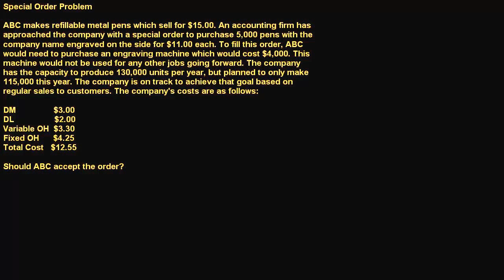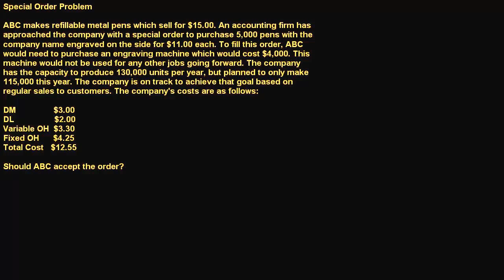Let's take a look at how to handle a special order problem. So here we have on the screen, ABC makes refillable metal pens which sell for $15. They have an accounting firm that's approached them to purchase 5,000 pens, and they want their company name engraved on the pen so they can give them out to clients. And they want to purchase them for $11 each.